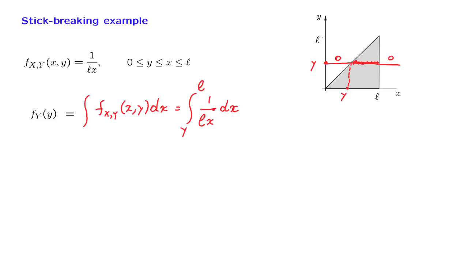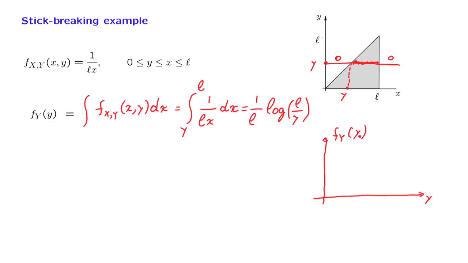Now, the integral of 1 over x is a logarithm, and using this fact, we can evaluate this integral, and it's 1 over L times the logarithm of L over y. For what y's is this a correct expression? Well, it makes sense only for those y's that are possible in this experiment. And that's the range from 0 to L.